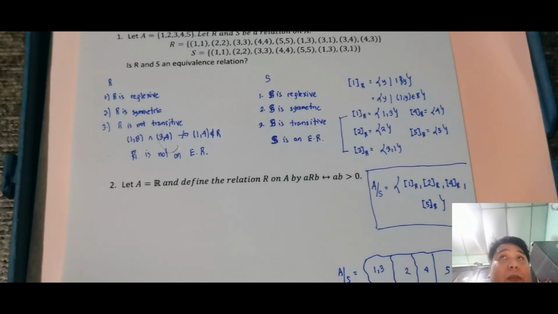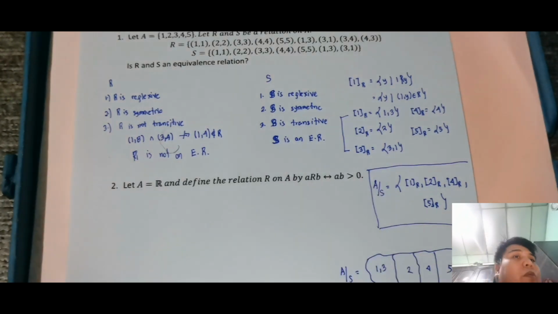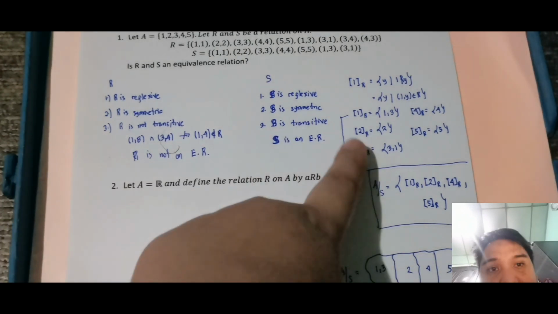Yan, kunyari, reflexive. Tapos symmetric. Tapos hindi nag-transitive, automatic hindi ER. Okay, o kunyari, reflexive, tapos hindi symmetric, automatic hindi na ER. So, ulitin ko lang. Pag hindi ER, wala kang equivalence classes. Walang ganito, walang ganyan na mag-form. Okay, so tandaan, hindi din lagi ganyan.